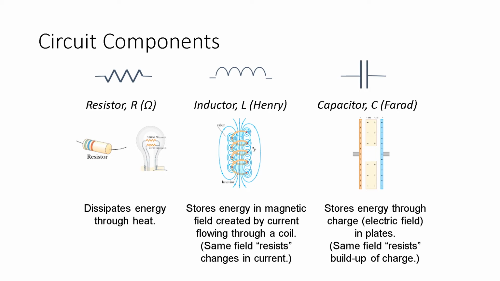Finally, we have capacitors here. And for capacitor, the abbreviation is C, and the unit is farads. And the symbol of a capacitor is two plates, essentially, because remember, we're having charge build up on one of the plates. So what capacitors do is they store energy through charge, so an electric field in the plates.